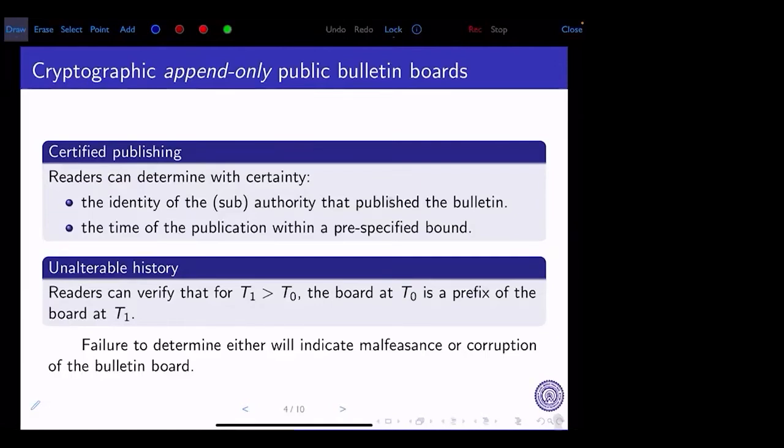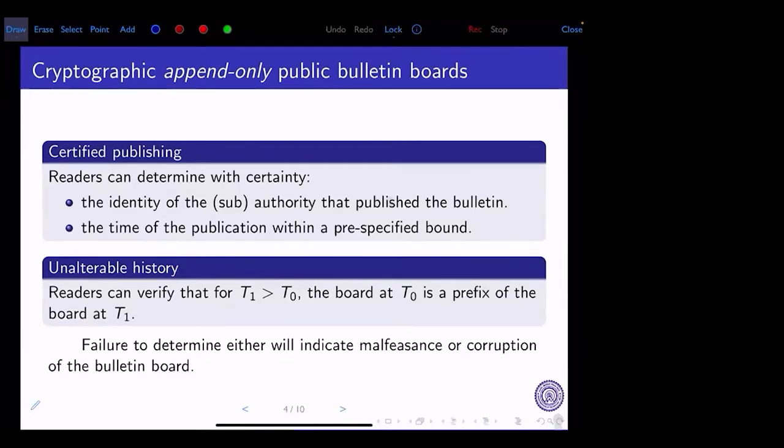And it has two properties. One is certified publishing, that anybody can determine who has published to the bulletin board. It's an append-only bulletin board, and we are assuming here that only the Election Commission of India will publish, or their sub-authorities, and the identity can be verified. And the time of publication, up to a certain bound, maybe within 5 minutes, within 10 minutes, can be specified and also be determined. And the append-only public bulletin board must have an unalterable history.